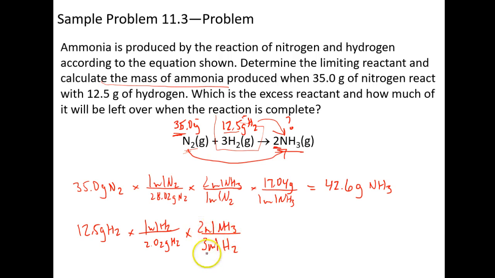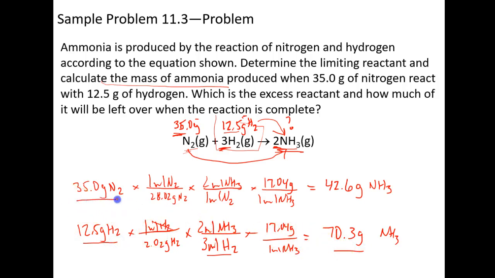So this is a 2 to 3 ratio. Why is it 2 to 3? There's 3 moles of hydrogen, which is on the bottom because that has to cancel out with this, to 2 moles of ammonia. And ammonia is 17.04 grams to 1 mole of ammonia. And you do this and you get 70.3 grams of ammonia. Okay, so look at this. 12.5 grams of hydrogen makes 70.3 grams. 35 grams of nitrogen makes 42.6 grams. This number is lower, so this is how much ammonia is produced. Therefore, the nitrogen is my limiting reagent. Okay, the question asks for the excess, so that means the hydrogen is in excess.